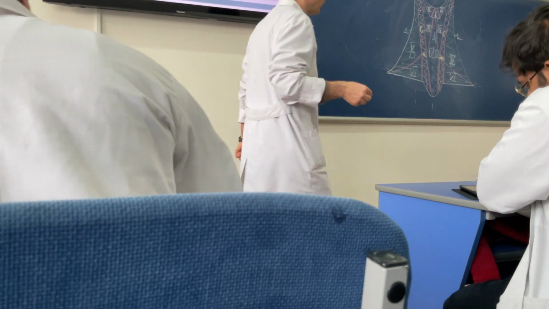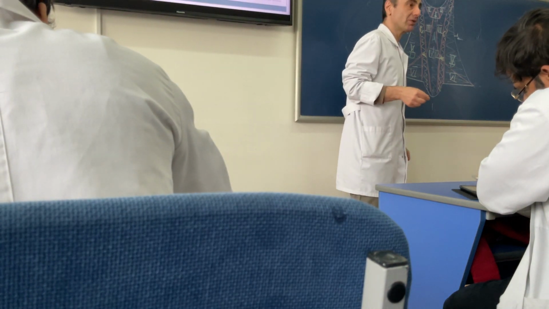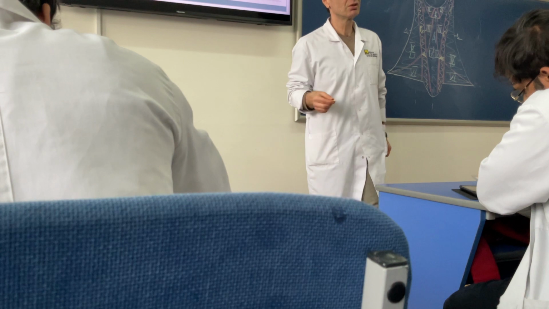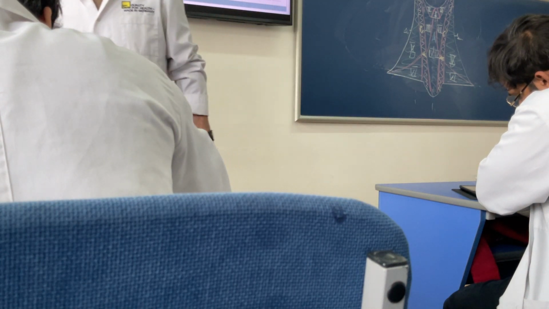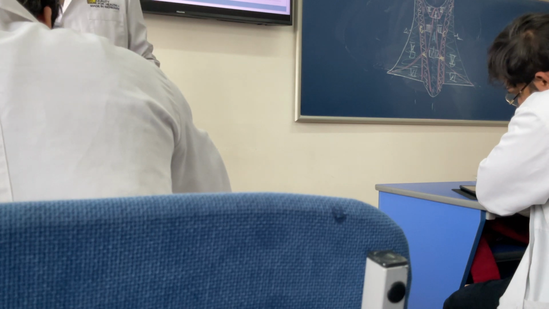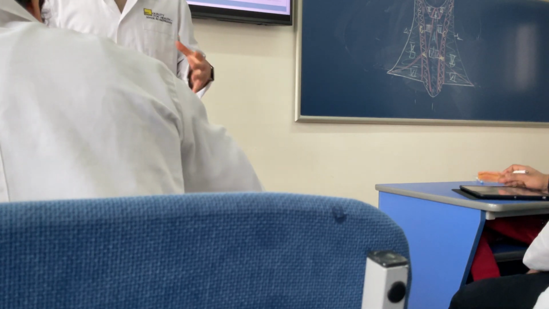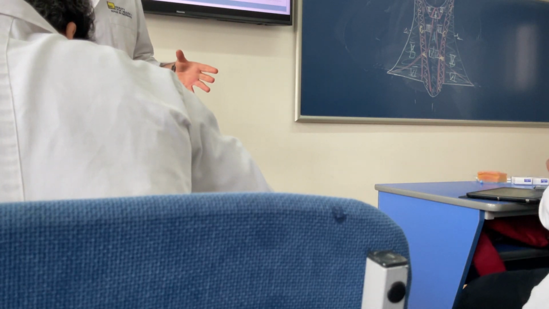That's why SCM is divided into the upper 2/3 above the cross point with the omohyoid and the lower 1/3 below the cross point with the omohyoid. That is the complete division of the neck into all compartments, which we will study in the future. Questions?